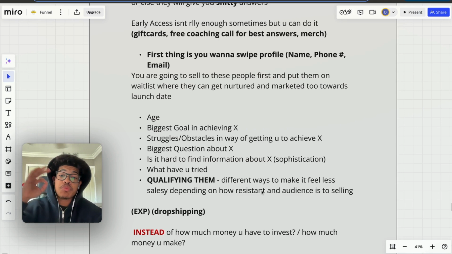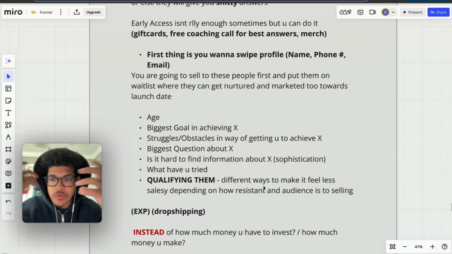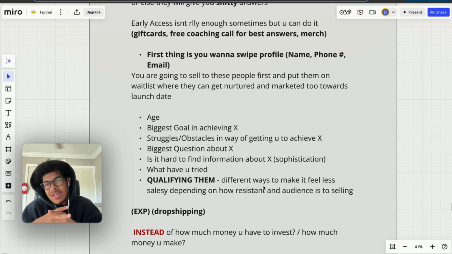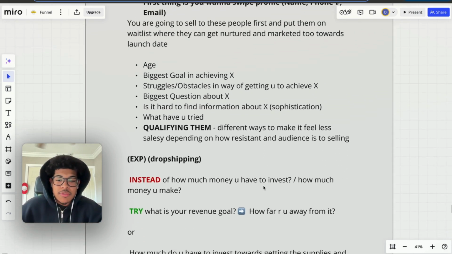Qualifying them. This is super important, especially with the early access, the first people you want to sell to. Now, there's different ways to qualify and to make it feel less salesy, depending on how resistant the audience is to selling. So if this is like a credit offer, right, you can ask them, yo, how much do you make, because it directly correlates with credit. But if it's something more resistant, like drop shipping, you can say, yo, this is a good example.